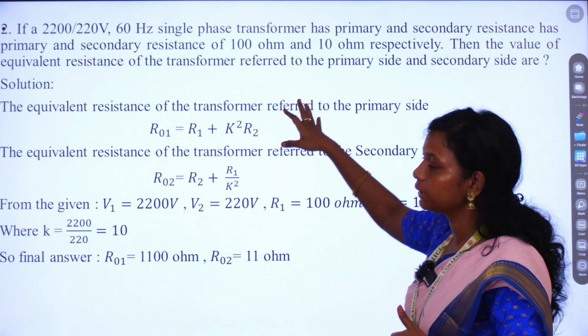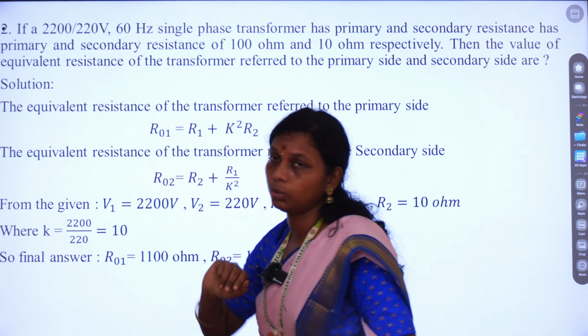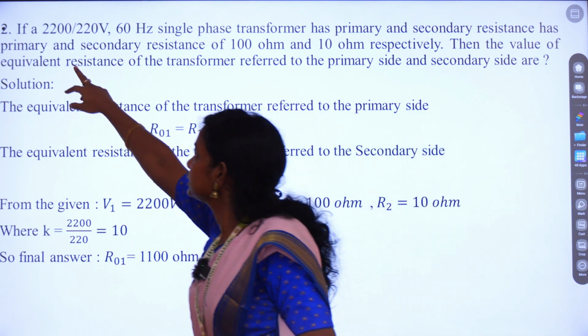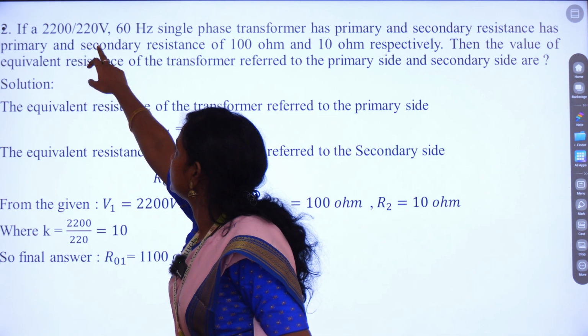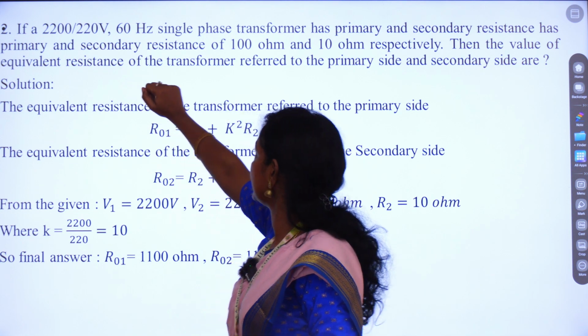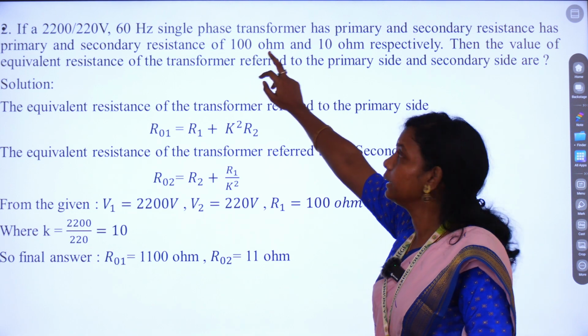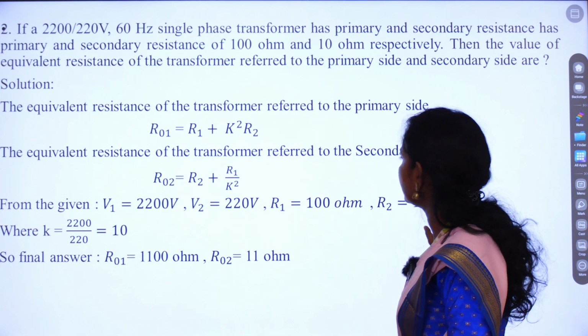Over here, what are the given data? Which is V1 and V2. Is it right? 2200 is V1 and 220 volt is V2 and 60 hertz is the frequency. And what are the resistances? Next, the given points are R1 and R2. These are the given data.